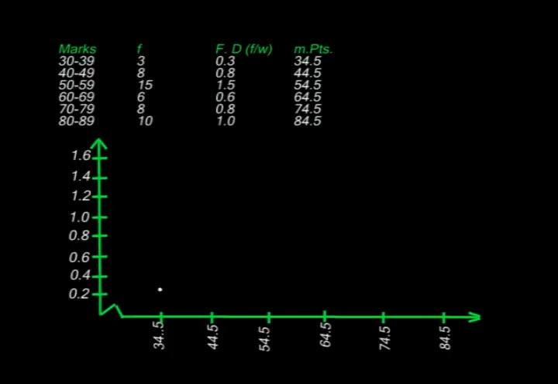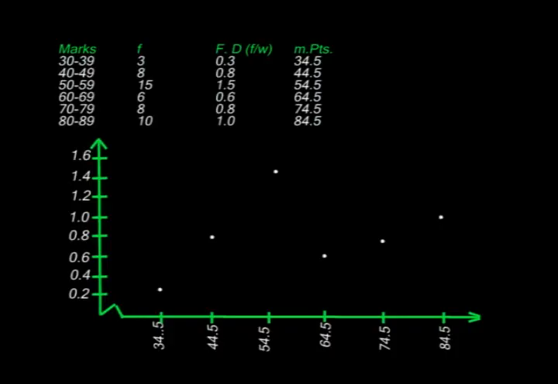The next class, the midpoint is 44.5. Frequency density is 0.8. Again, I have that. 54.5, the frequency density is 1.5. I mark that. 64.5 is 0.6. I mark that corresponding point. 74.5 is 0.8. Again, I have that. 84.5 is 1. I mark that.